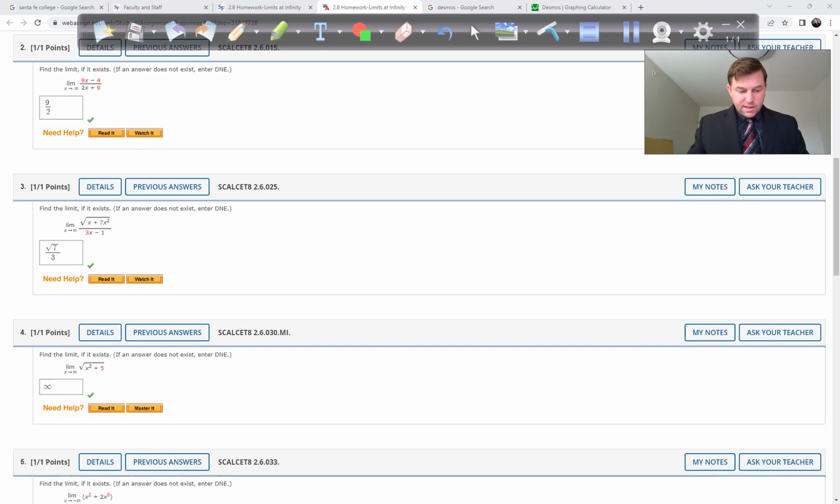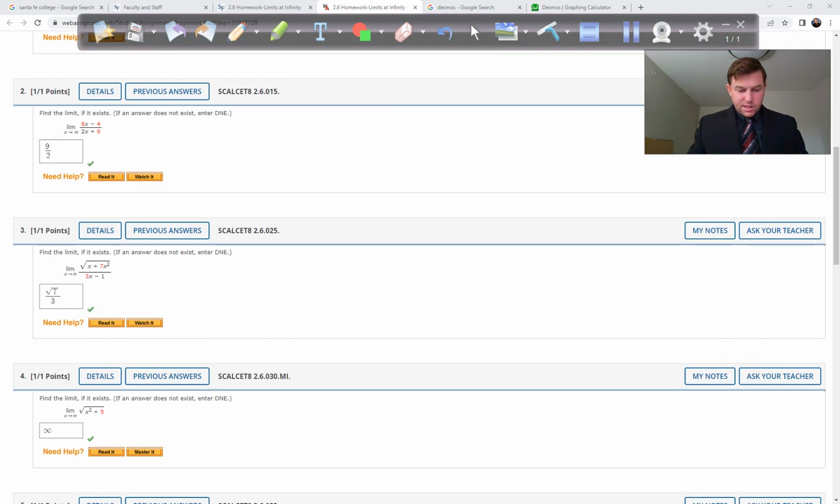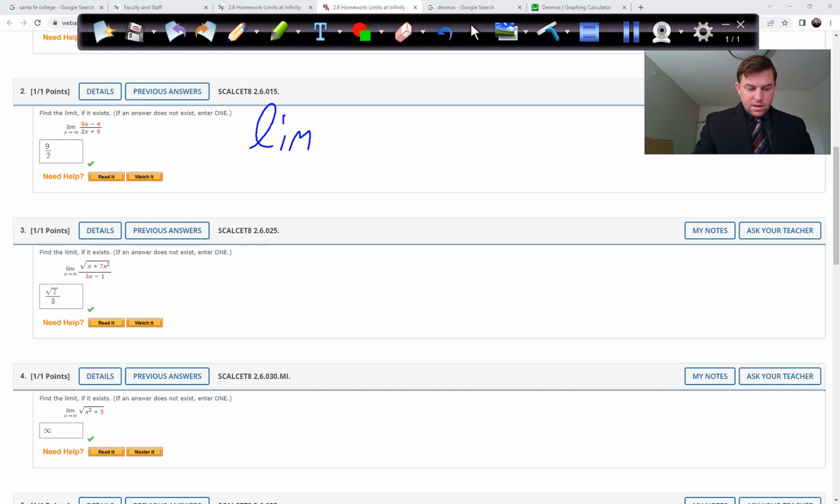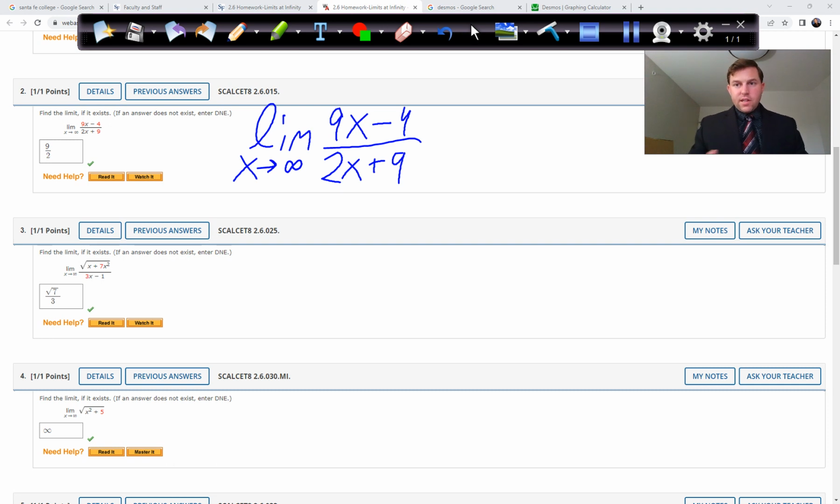Okay, for problem 2 it says find the limit if it exists. If an answer does not exist, enter does not exist. Okay, so when we have the limit as x approaches infinity of 9x minus 4 over 2x plus 9, the first thing you want to do is see if anything factors or cancels. Now if I look at the numerator, there's no common number between 9 and 4, so I can't factor anything out there. Look at the denominator, there's no common number between 2 and 9, so I can't factor out anything there.